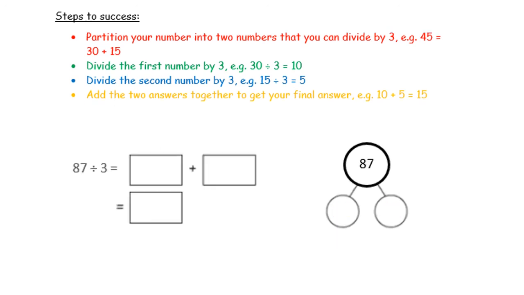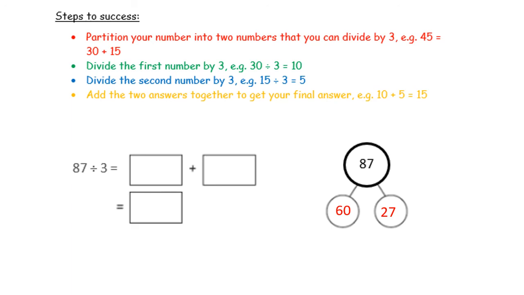Okay, let's go through one more example together. We've got 87. So the first thing we need to do is partition it into two numbers that we know we can divide by 3. For example, 60, I know I can divide 60 by 3 because I can divide 6 by 3 is 2, and then it's 10 times bigger, so 20. And then left over we have 27.